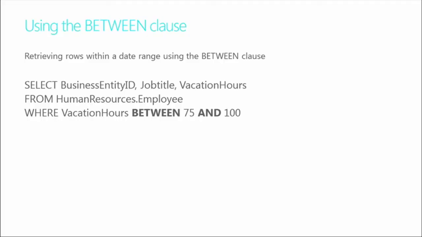The BETWEEN clause. Instead of specifying the ANDs, if I want to specify between a certain date range or between certain vacation hours, the syntax is very similar. Select the column names from the employee table where vacation hours is between 75 and 100. Now I could have done this differently. I could have said where vacation hours is greater than or equal to 75 and vacation hours is less than or equal to 100. That would have worked, but this is a BETWEEN. This makes it a little bit simpler. So if the vacation hours are between 75 and 100, I want to see those rows. It's just another way for us to slice and dice the data as it's being displayed.